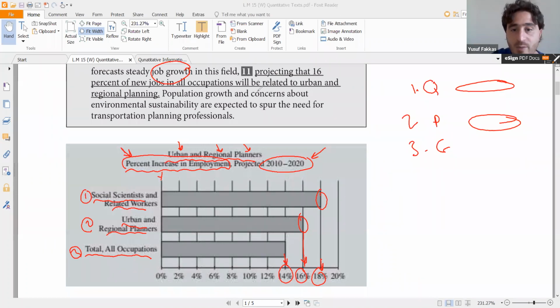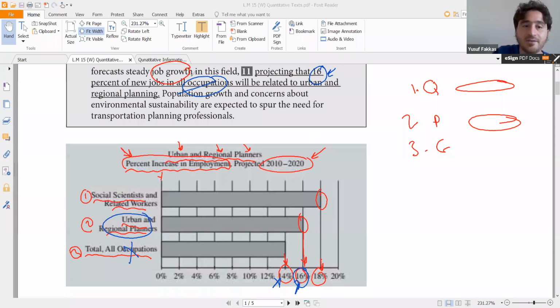16% of new jobs in all occupations will be related to urban and regional planning. So first of all, it has a factual error and it is vague. It's not clear. Why? Because first of all, they are saying 16% in the passage, right? But the 16% is not for all occupations, as the sentence says here. No, it is for urban and regional planners. And then it's also confusing because for all occupations, the percentage is 14, for urban and regional planners, the percentage is 16. And here they just mentioned 16 for both. So that's vague, confusing, it's not clear, okay?